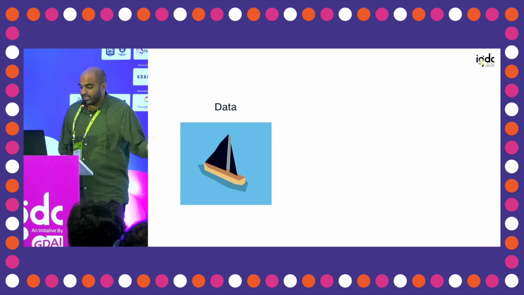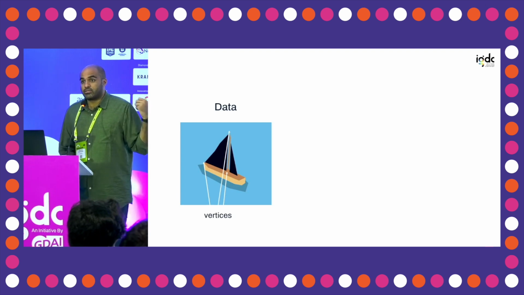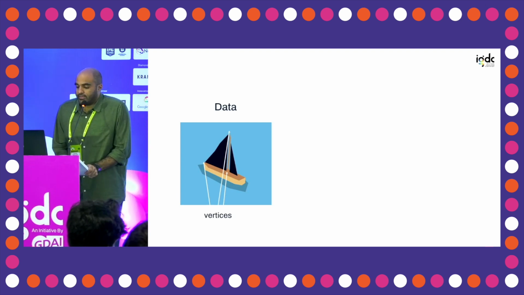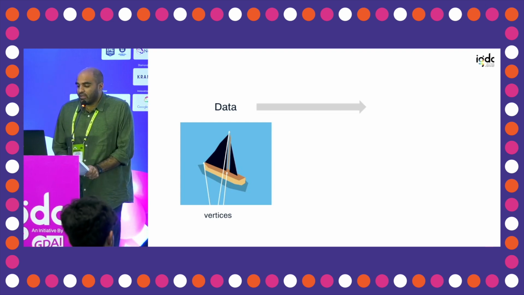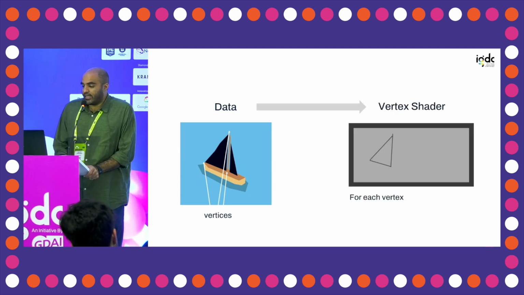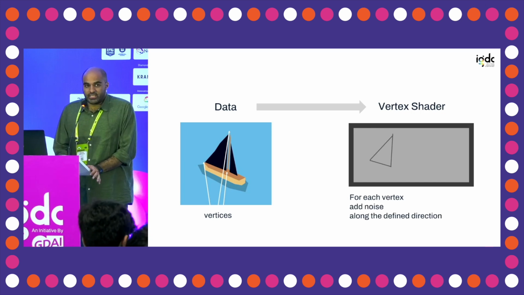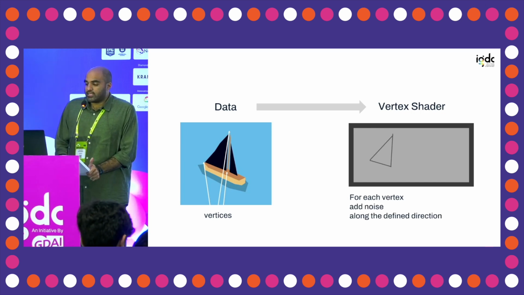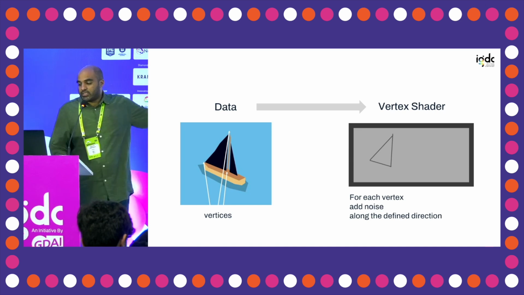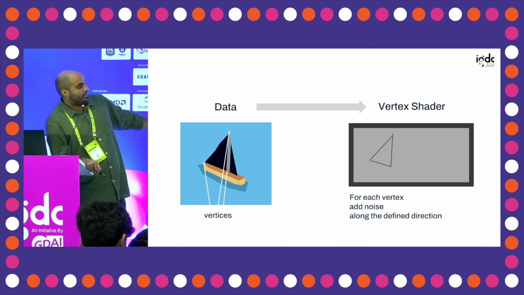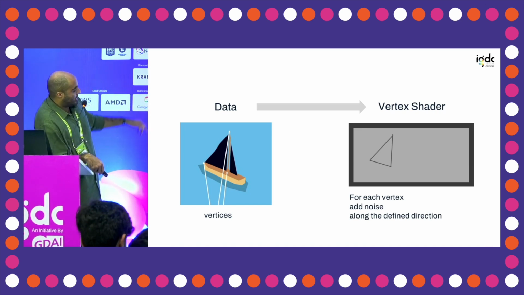Basically it's just data. You have these vertices as you would in any vector creation program. And you send that to the vertex shader. And in the vertex shader, for every vertex, we add noise along a certain direction, right? So as you saw in the demonstration of the tool, we'll see it again, you can decide exactly which direction each vertex is going to move in. And that means that you can decide how things look, right?